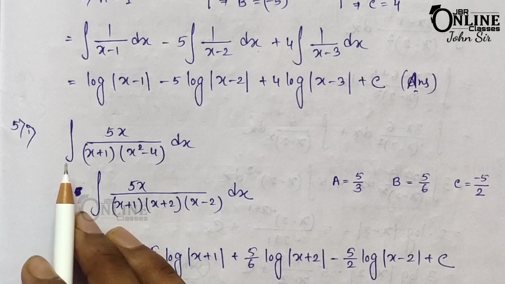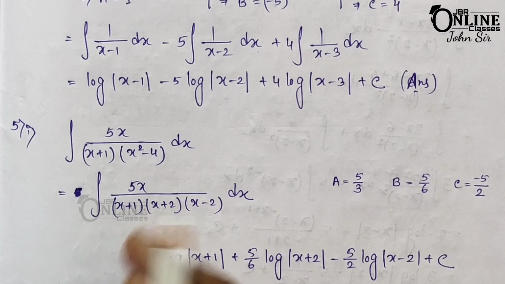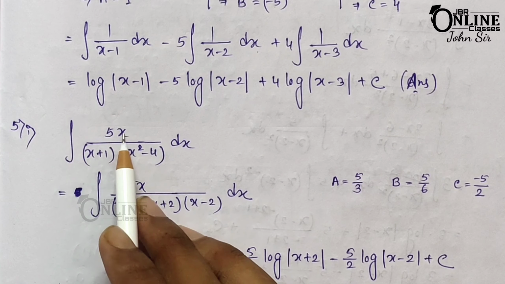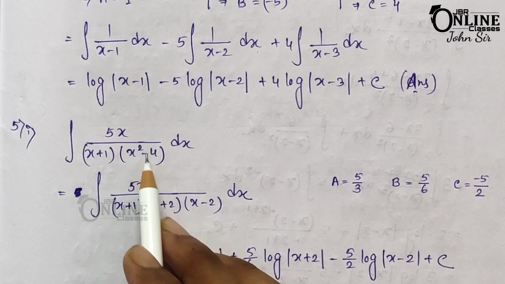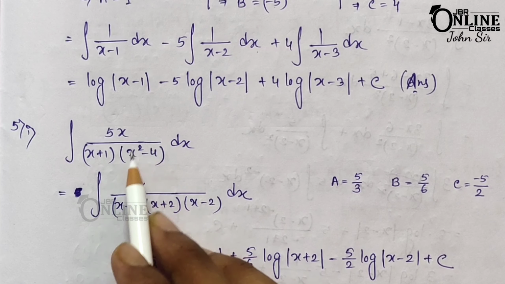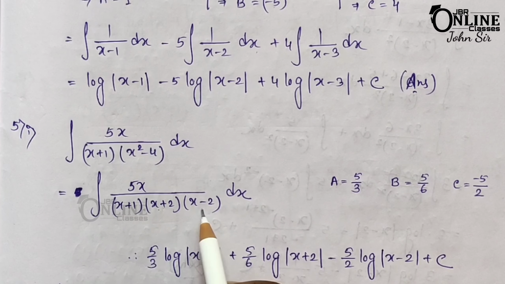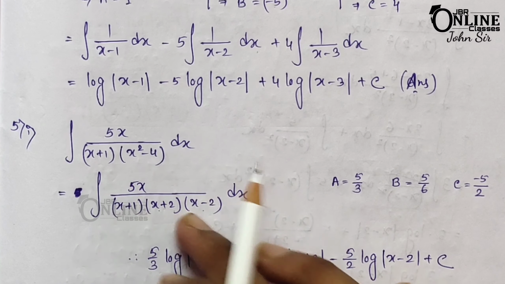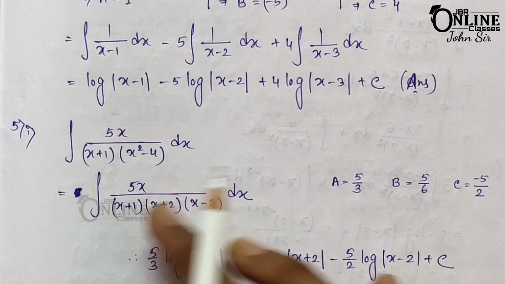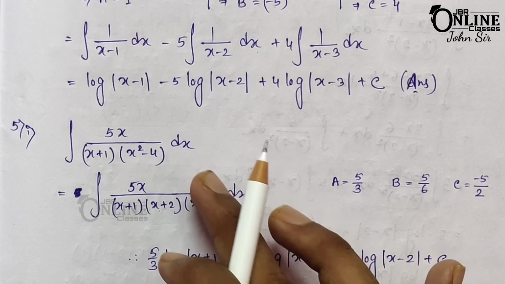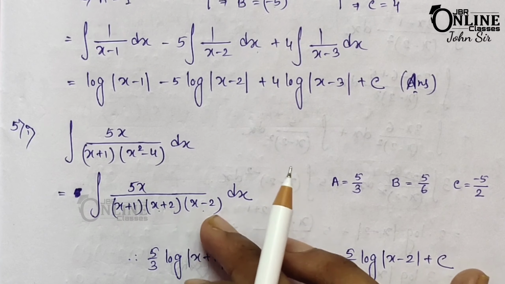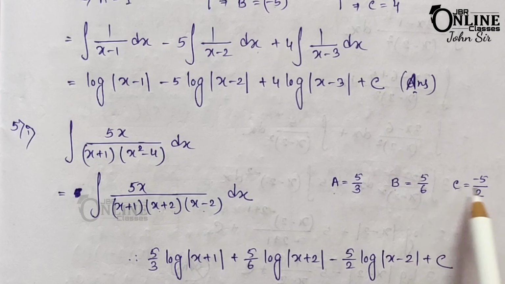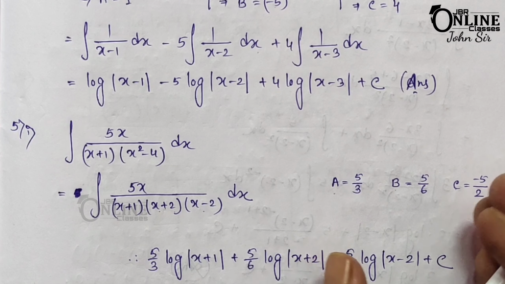Now next, sum number 5-1. Sum number 5-1 is the same as sum number 4. So here integration 5x by x plus 1 into x square minus 4. As you know, x square minus 4 means x plus 2 into x minus 2. That means you have to let this one equal to a by x plus 1, b by x plus 2 and c by x minus 2. And from that you will get a equal to this one, b equal to this one, c equal to this one. I hope you can solve it.